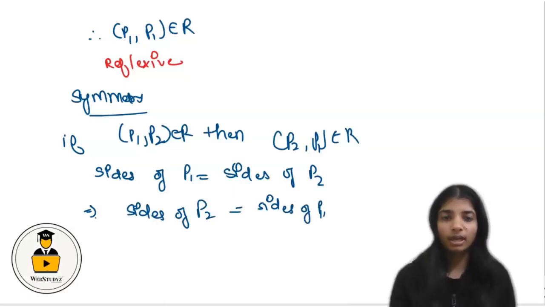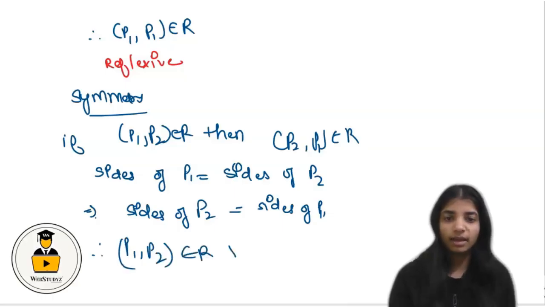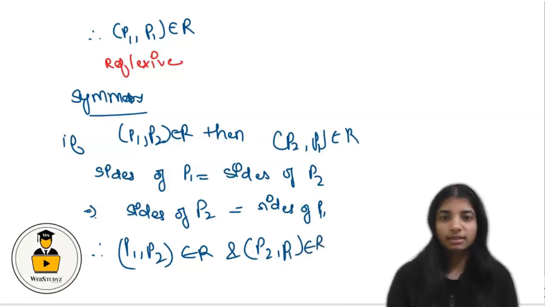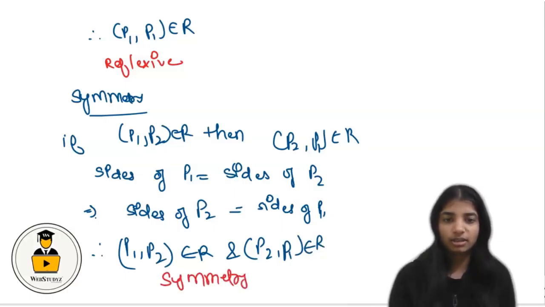Look, if we have a polygon having 5 sides and another polygon is equal to that previous polygon in number of sides, we can say that both the polygons have the same sides. So we can say that polygon 2 is also equal to polygon 1. So we can say that (P1, P2) belongs to R and (P2, P1) belongs to R. Hence we can say that this is a symmetric relation. Now we are checking whether the relation is transitive or not.